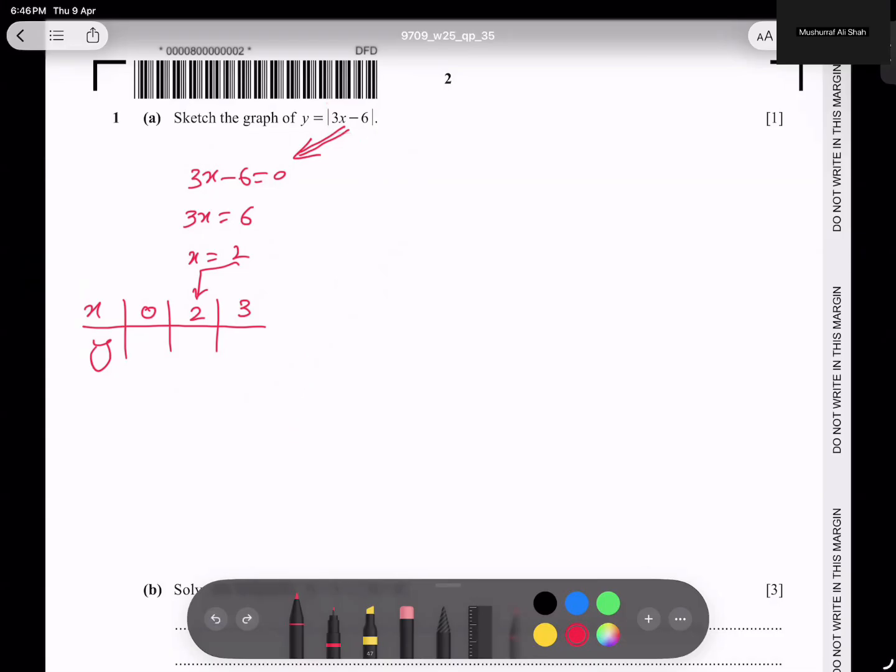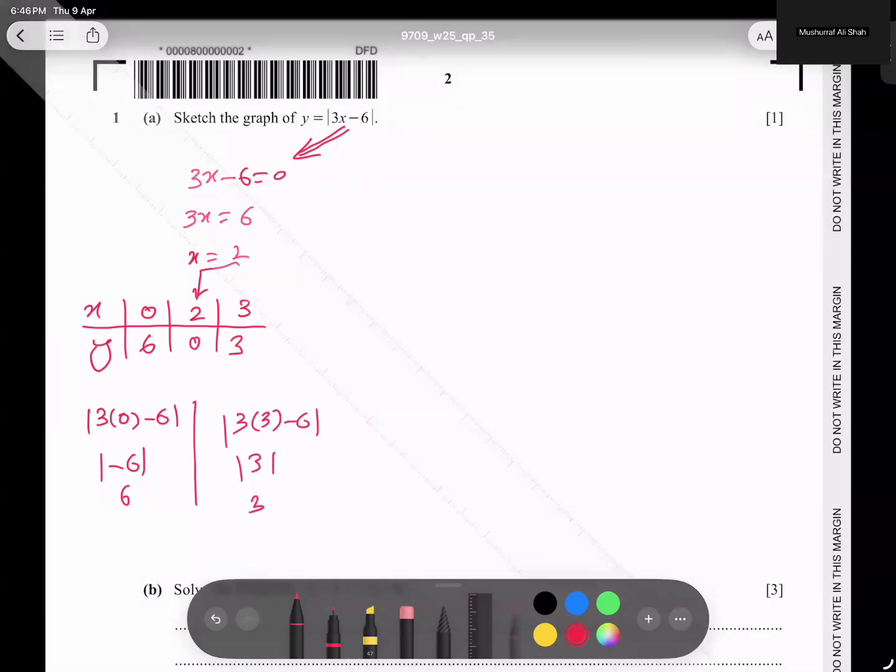When I plug in 0, modulus of 3 times 0 minus 6 gives modulus 6, and the modulus will give you positive 6. When I plug in 2, I will get 0 naturally, so I'm not wasting time. But when I plug in 3, 3 times 3 is 9, 9 minus 6 is 3, and the modulus of 3 is 3. So I think the idea is very clear.